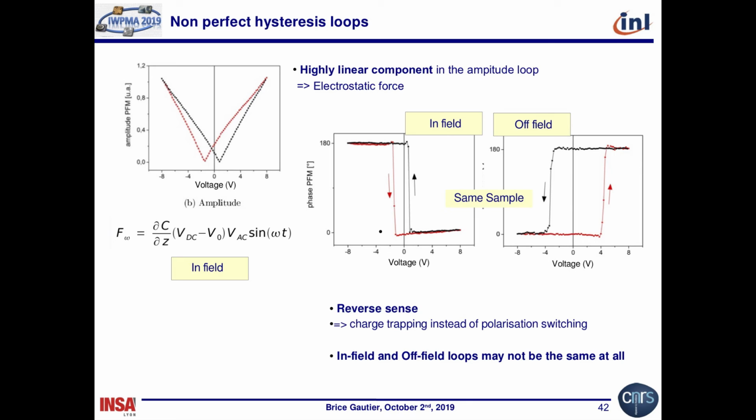If you are doing Kelvin force microscopy, you know that if you apply an AC voltage on your tip, then you have a force acting on the tip, which is also sinusoidal, and which is proportional to the derivative of the capacitance of your system, and it is proportional to the difference of potential between the tip, VDC, and the surface potential, V0. So it is proportional to this term here. And if you have any kind of charge deposition on the surface, or any kind of charge trapping in your sample, then this surface potential is not known.